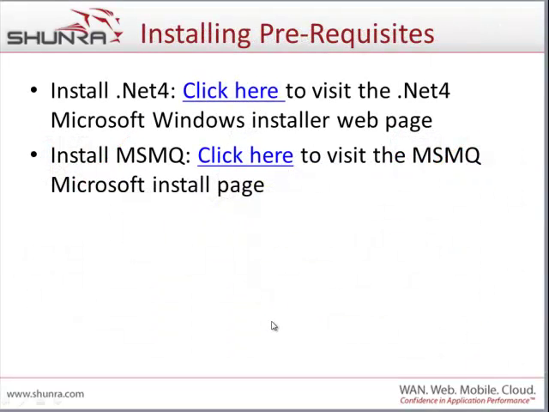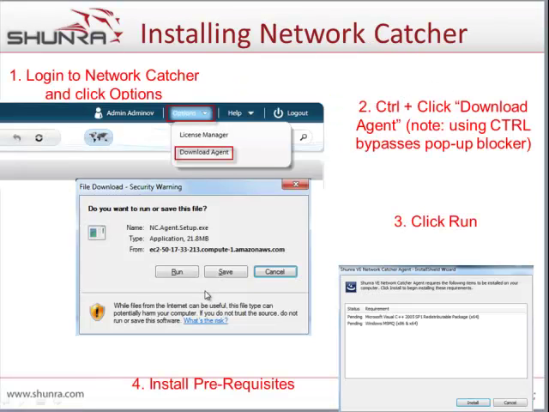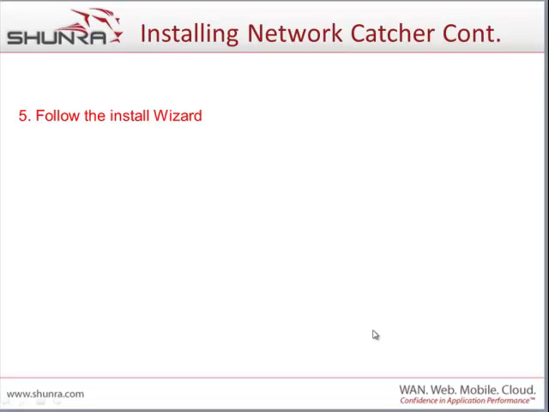Before we start, you have to install .NET 4 and MSMQ. Instructions are included with the install package that you should have already. Installing the Network Catcher agent starts by logging into the Network Catcher user interface using your admin password. Click on Options to download the agent, and then you want to do the Run option. Once it downloads and starts, the installer does do some preparation on the machine.